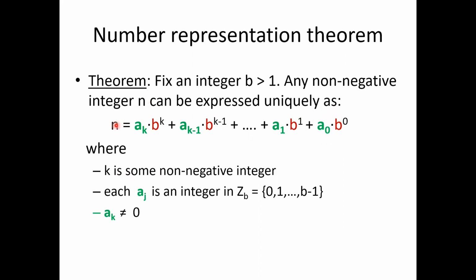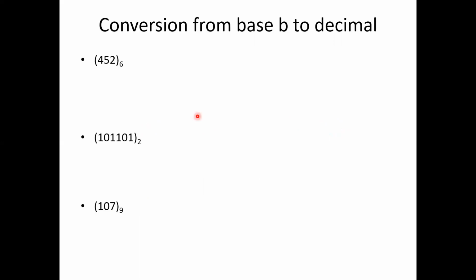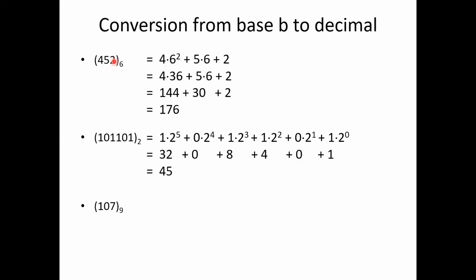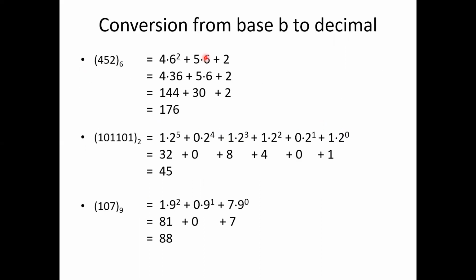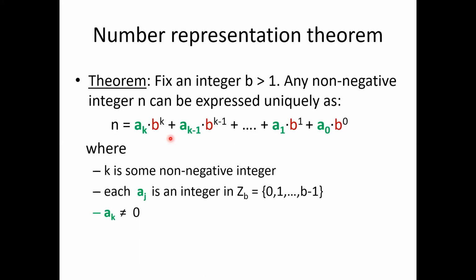Which numbers would you represent with a single digit? Those between 0 and b minus 1. That would correspond to k equal to 0 and a_0 simply equal to n. For any n that is b or greater, we would need more digits. So how do we compute these? I'm not going to go over this, it's sort of obvious. You compute in the standard way, you just do expansion in base b.